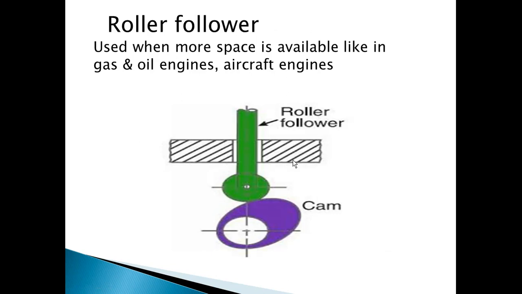In the roller follower, the end of the follower is a roller which makes a point contact with the cam. As it makes a point contact, it comes under the category of a higher pair. We use such a roller follower where more space is available, like in gas and oil engines or in aircraft engines.